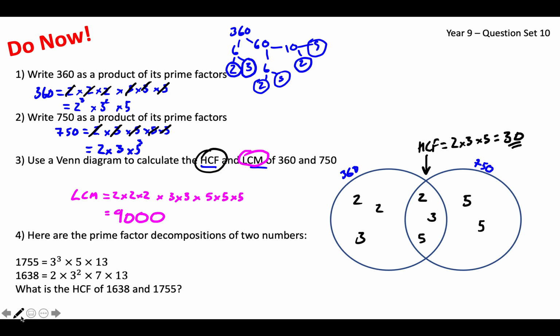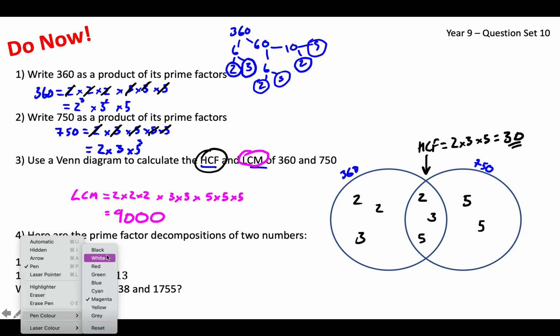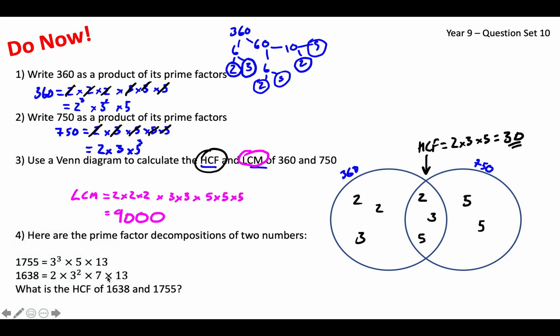Last question. Here are the prime factor decompositions. That's just another name for what we've just been doing. Products of prime factors is a prime factor decomposition for two numbers, 1,755 and 1,638. What is the HCF of these two? Now I don't need to go to the effort of doing a Venn diagram because it comes from this. I know that in the Venn diagram, the HCF is the ones that they share. So I'm looking at what stuff they share.